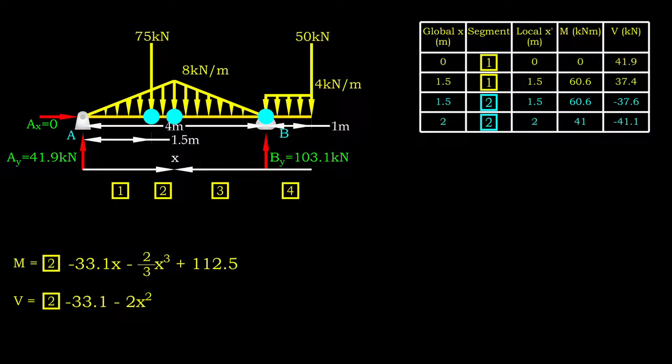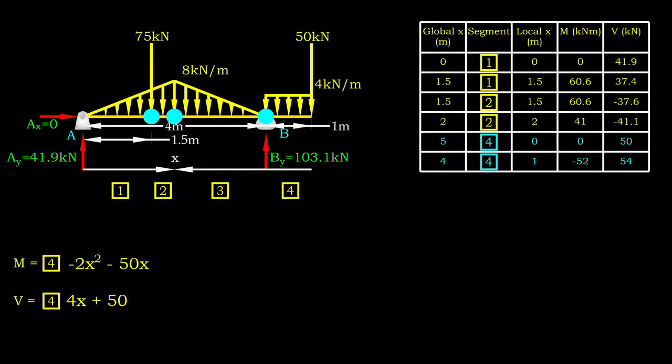In segment 2, shear forces at the beginning and end of segment are negative 37.6 and negative 41.1 kN respectively. For bending moment, it decreases from 60.6 to 41 kN. In segment 4, shear force at the tip of overhanging span is 50 kN. At support B, the shear force increases to 54 kN. 52 kN of hogging moment is developed at this support.